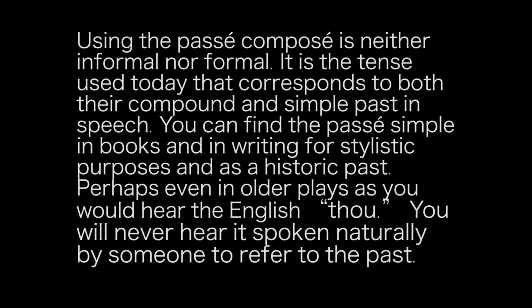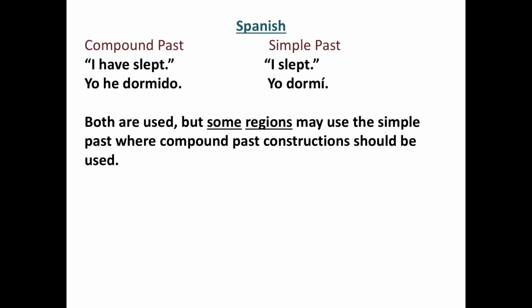But today, you would just use the compound past for the past and in general. Okay, in Spanish, the compound past, he dormido, and the simple past, dormí. Both are used, but some regions may use a simple past where compound past constructions should be used. So, for example, in Galicia, they use the simple past instead of the compound past in every instance, whereas in another region like Catalonia, they would use the compound past and the simple past. In other countries, this might work differently.